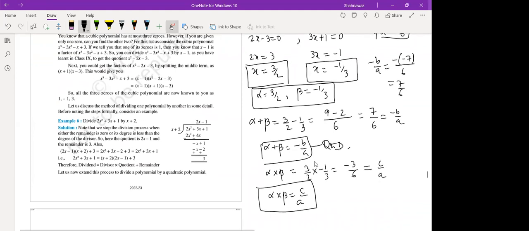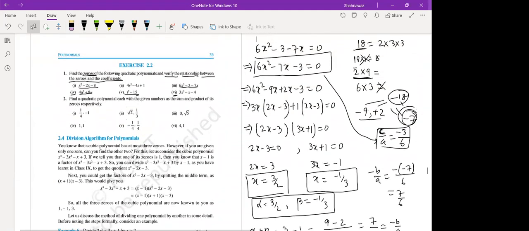So if you want to take the screenshot, or if you want to solve it by yourself, do so, because you have to do more practice to get the hang of this middle term splitting idea.